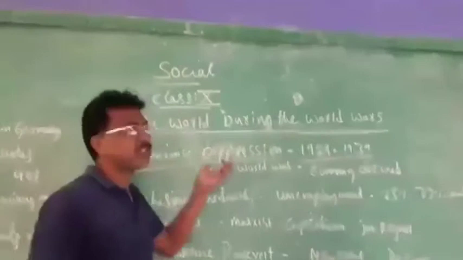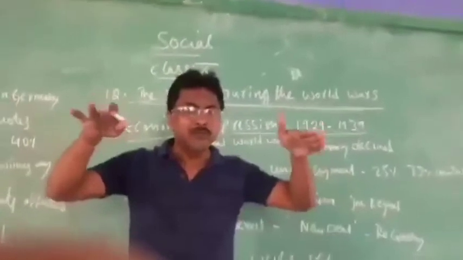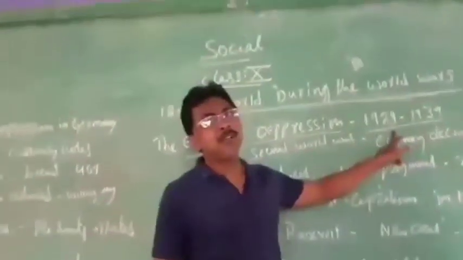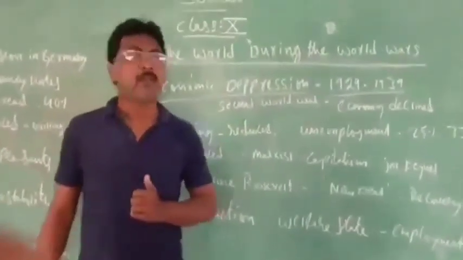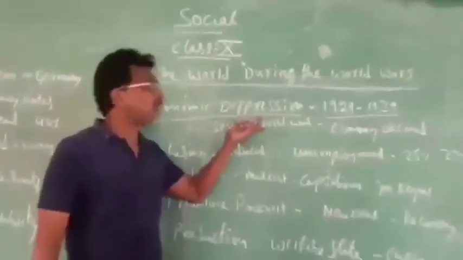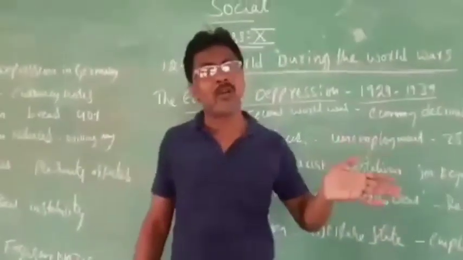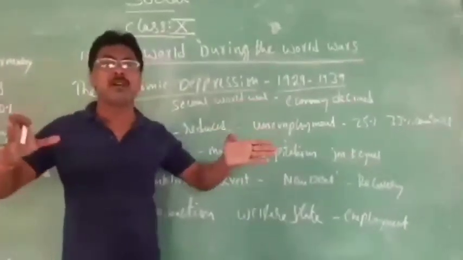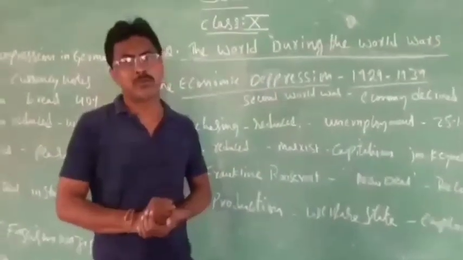Economic depression means the economy declined, actually the money was not there. It started from 1929, after the First World War had completed. After the First World War, the economic depression started, and in Russia and other countries, all the countries were suffering from economic problems.